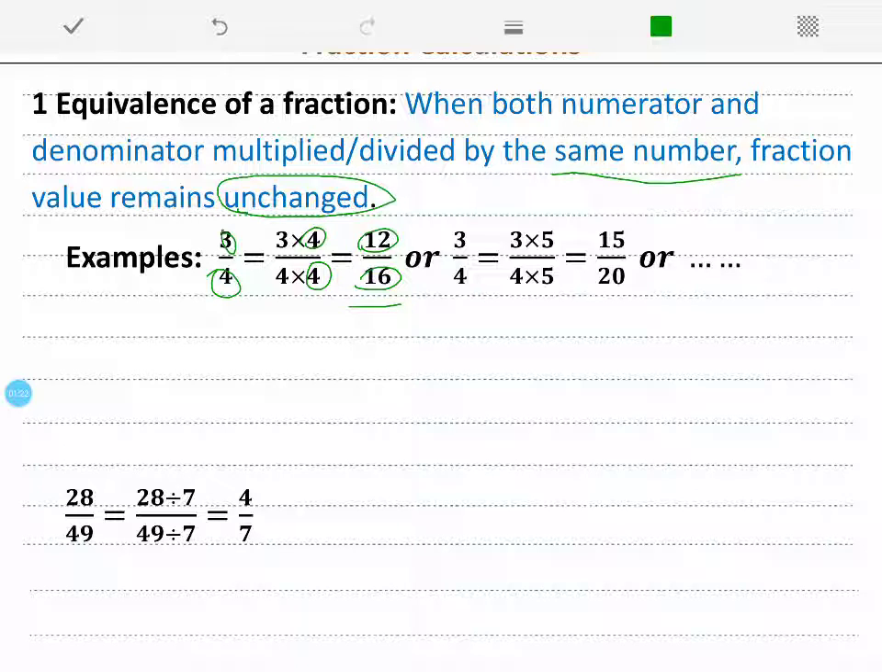Or if we don't choose 4, we can also choose another number, for example 5 here. So 3 times 5 equals 15, and 4 times 5 equals 20. So 3/4 also equals 15/20. If it's 6, then 3 times 6 over 4 times 6 equals 18/24. Okay? So whatever the number is, it's always an equivalent fraction.